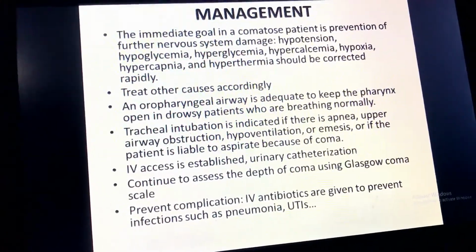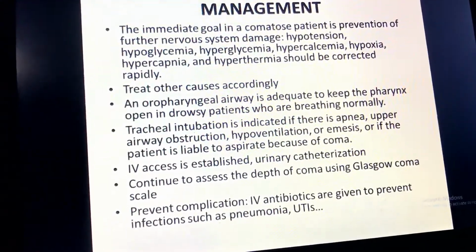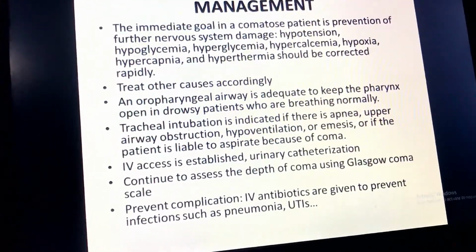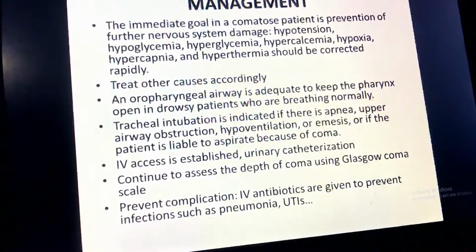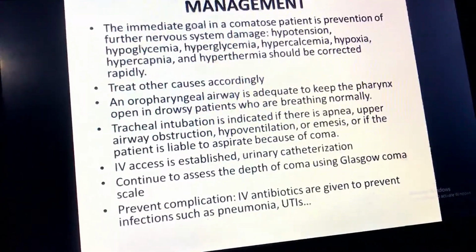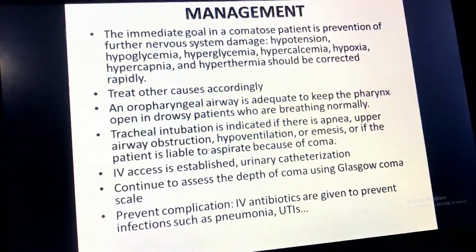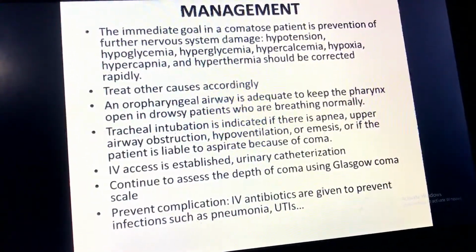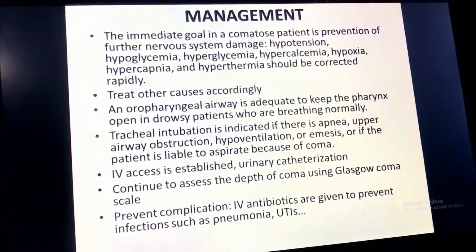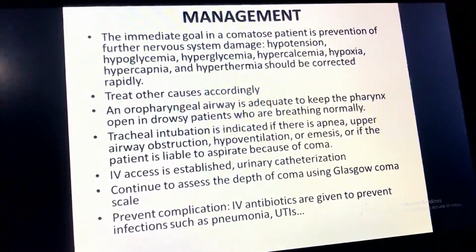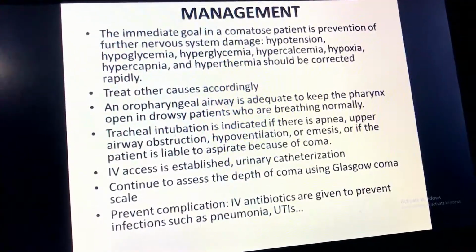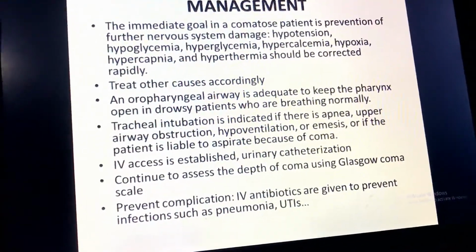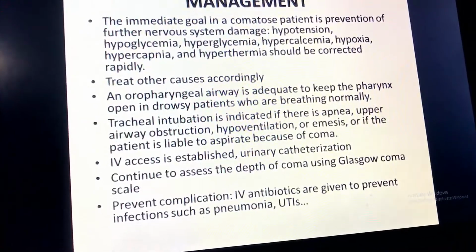What is the management of coma? The immediate goal in the comatose patient is the prevention of further nervous system damage. Hypotension, hypoglycemia, hyperglycemia, hypercalcemia, hypoxia, hypercapnia, and hyperthermia should be corrected rapidly. Treat other causes accordingly. An oropharyngeal airway is adequate to keep the pharynx open in drowsy patients who are breathing normally. Tracheal intubation is indicated if there is apnea, upper airway obstruction, hypoventilation, or emesis, or if the patient is unable to protect against aspiration because of coma.